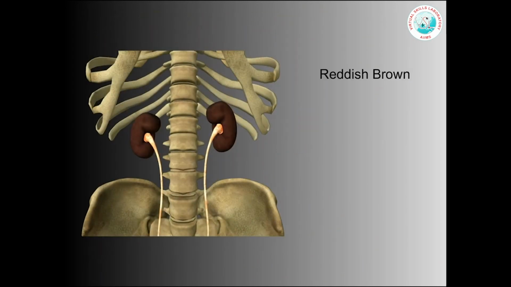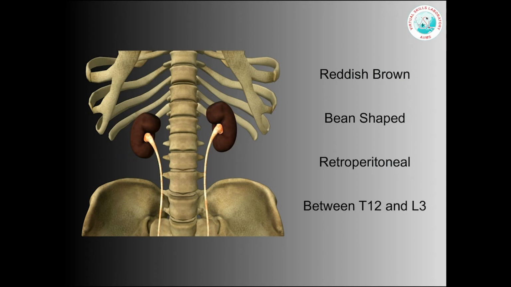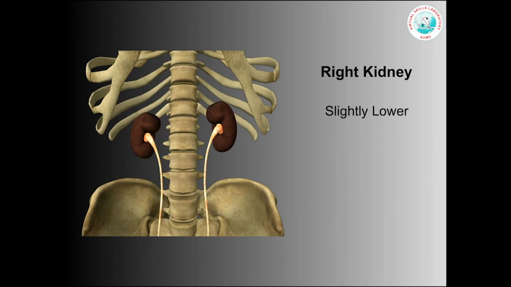First, we'll talk about the kidneys. The kidneys are reddish-brown, bean-shaped retroperitoneal organs. They are placed on the posterior abdominal wall on either side of the vertebral column between the 12th thoracic and 3rd lumbar vertebra. The right kidney is slightly lower than the left kidney because of the large right lobe of the liver and is also slightly shorter and stouter than the left kidney.